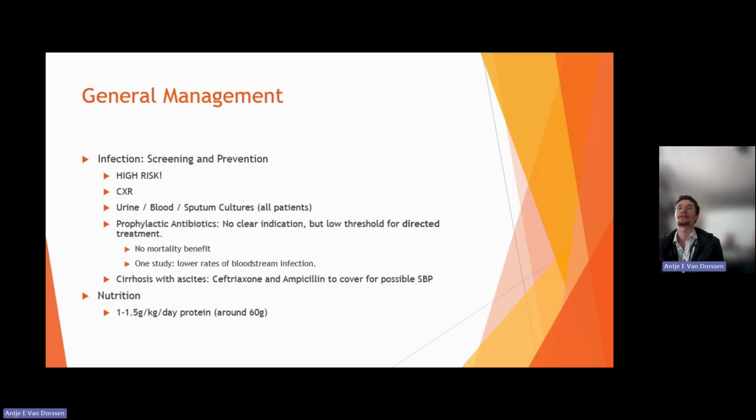The difference being that in someone who does have cirrhosis, a chronic liver cirrhosis with ascites, who then comes in with an infection or a decompensation of their liver disease, we might cover them with ceftriaxone and ampicillin to cover for possible spontaneous bacterial peritonitis. But it's a slightly different group in terms of your thought process.